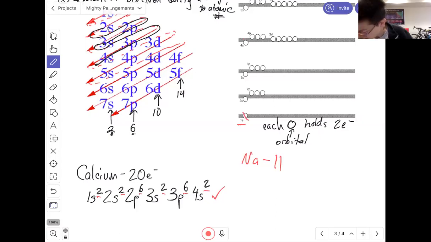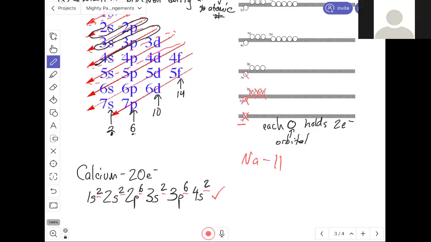So electron number 1, electron number 2, electron number 3, electron number 4, and then you have to follow the empty bus seat rule in this diagram. So electron number 5, electron number 6, electron number 7. Go back, because I have to have 2 marks in each circle. Electron number 8, electron number 9, electron number 10. I have 1 more electron, and that goes up here in 3s.